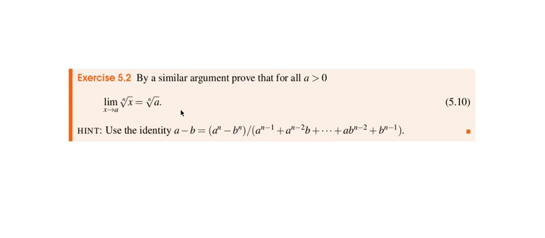Now you can try and use the same argument in order to prove that the limit when x goes to a of the nth root of x is the nth root of a, using kind of the same argument and this identity that we have seen before, and it comes up over and over again, because it's very useful actually, right? So try to do it on your own.